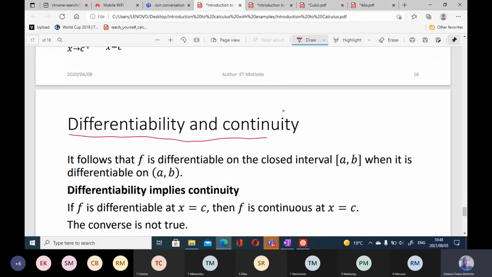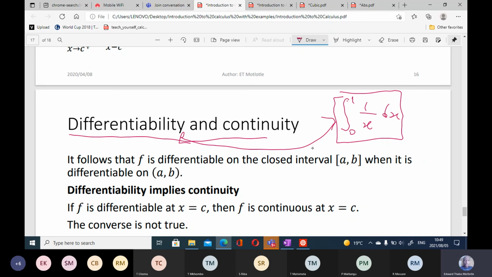There's a reason why I'm doing this. Later on under integration, we'll be dealing with problems like this. We integrate, let's say, from 0 to 1 of 1 over x dx. Because differentiability and integration, these two are related. So a function, if it is discontinuous, you can see here it's discontinuous at x equals 0. So you cannot integrate this. This integral does not exist.